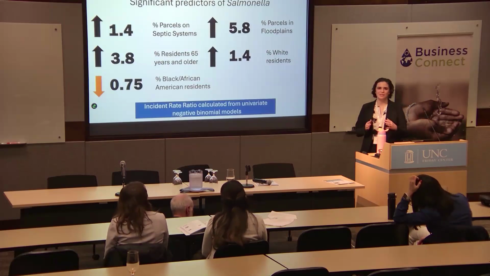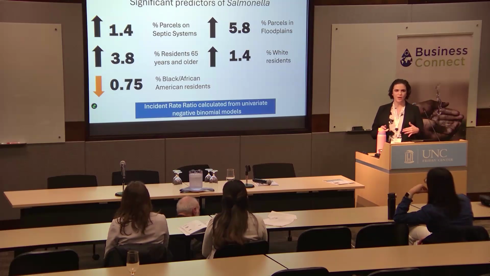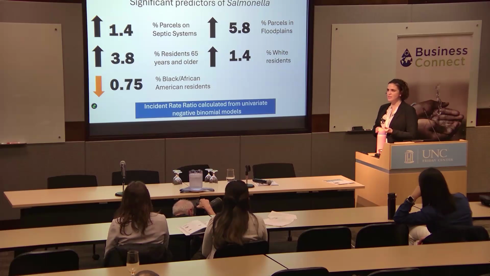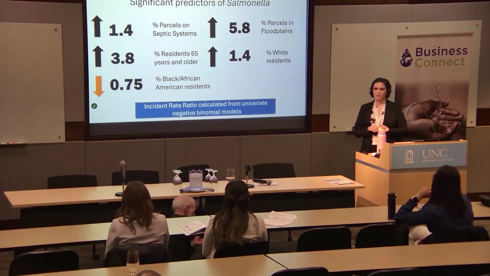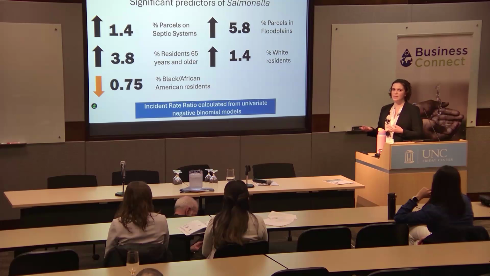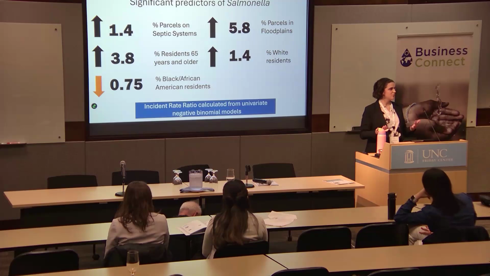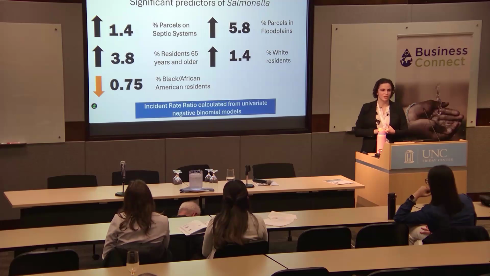Now getting into the negative binomial models that I focused on, I first started with the univariate negative binomial model, and I did this for each of the predictors of interest, so I ran a separate model for each of those. I found that there were 4 significant positive associations: percent of parcels on septic systems, percent parcels in floodplains, percent residents 65 years and older, and percent white residents. So essentially what this is showing is that in zip codes with a higher percent of these 4 predictors, there's an increased risk of Salmonella incidence. And I'm demonstrating the incidence rate ratios on the screen.